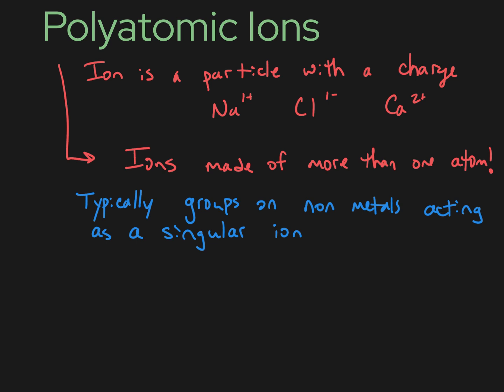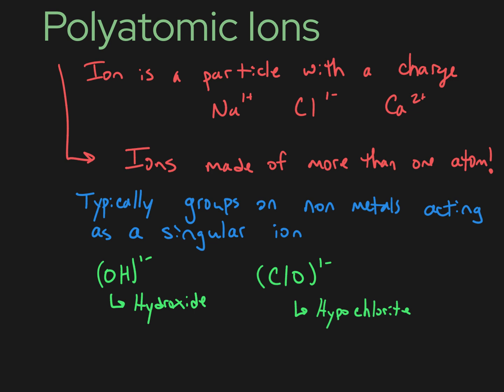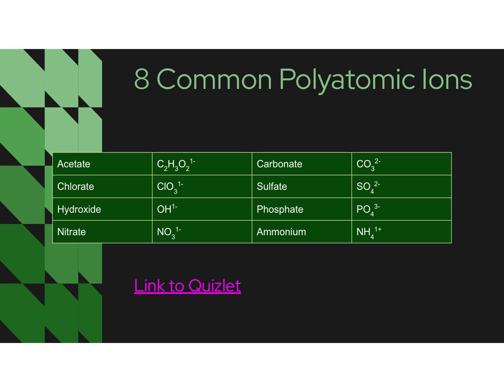Now, polyatomic ions are quite common. They're found in lots of different situations in the everyday world. One of them is as simple as OH. This has a negative charge. This is known as hydroxide, and this is found in lots of cleaning supplies. Another polyatomic ion found in cleaning supplies is ClO-1. This is known as hypochlorite. This is the main ingredient in bleach. So as you can see, a lot of these polyatomic ions are quite common and found all over in your everyday life. There are lots and lots of different polyatomic ions, some more common than others.